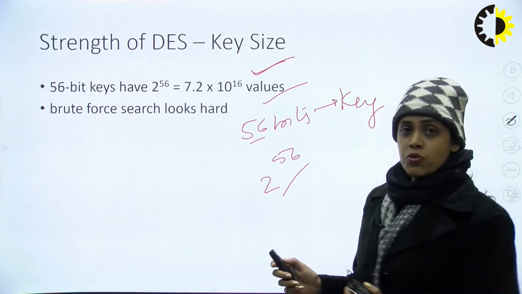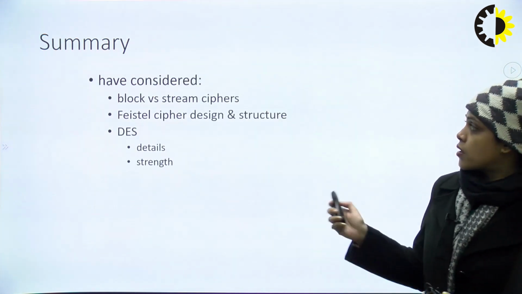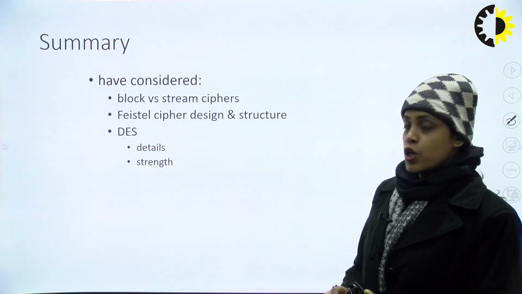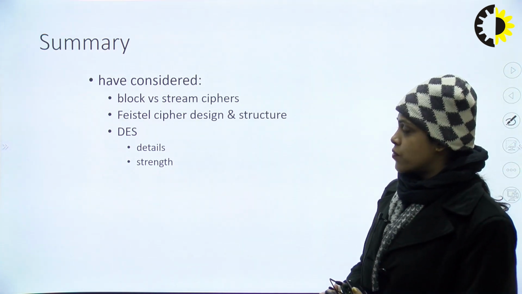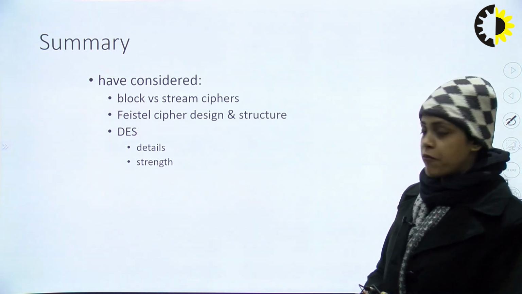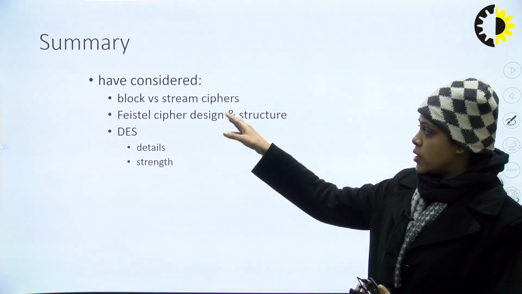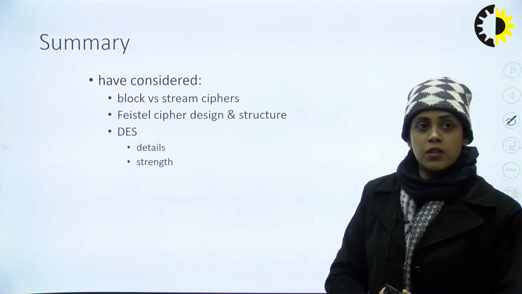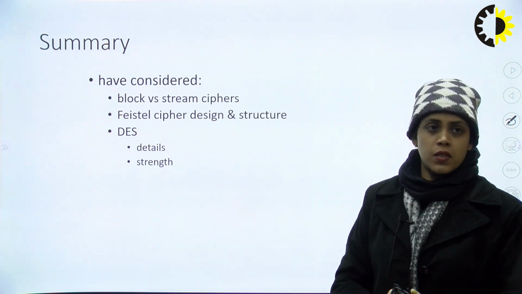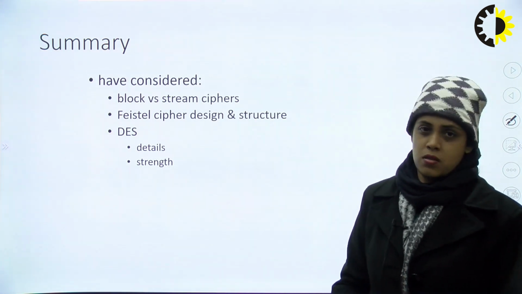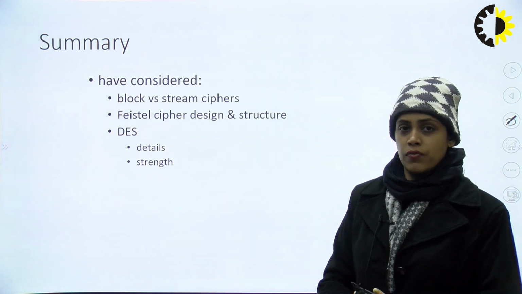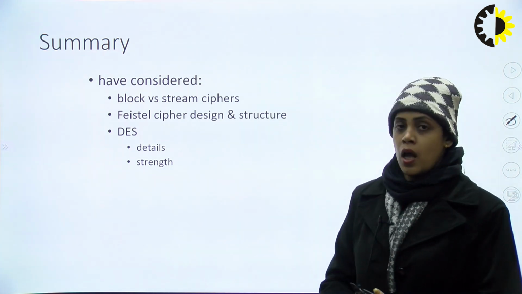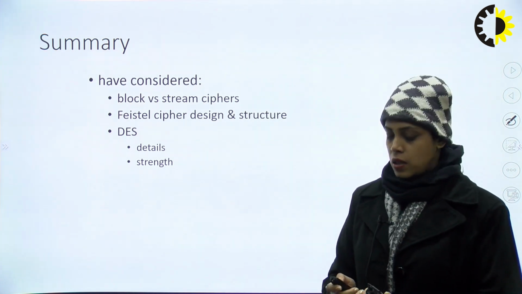So this is all about our today's lecture. This is the summary of what we have discussed. We have talked about block and stream ciphers in detail. We have talked about the Feistel cipher structure and design. This Feistel cipher structure forms the base for the DES structure. We have discussed DES in detail and talked about its strength as well.